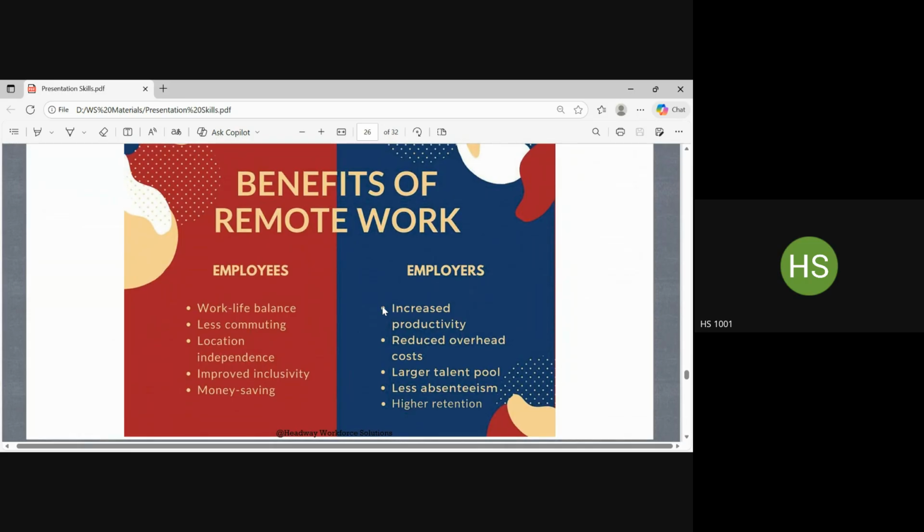This is another slide with the same content: benefits of remote work. It has sharply divided the slide into two halves of two contrasting colors. The idea being one side shows one chunk of opinion, another side shows another chunk of opinion. Obviously, the opinions of the employees and the employers are at odds with one another. That is why there is a clear contrast between these two colors right here.